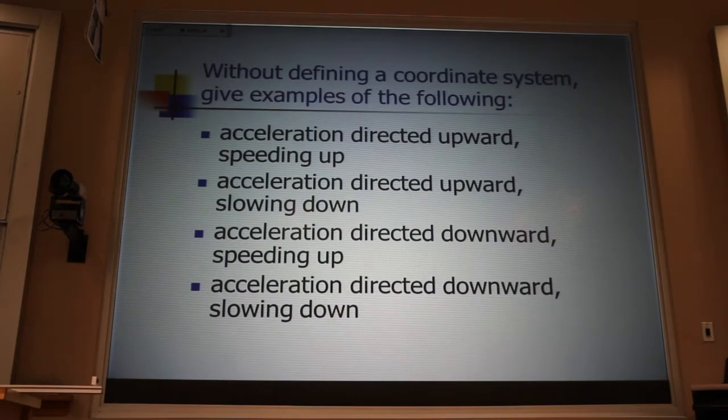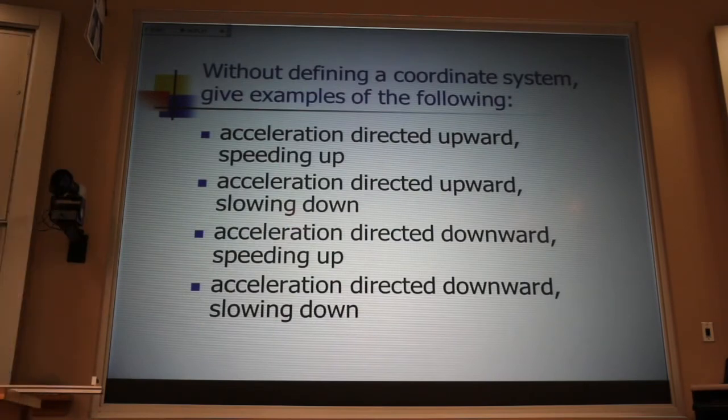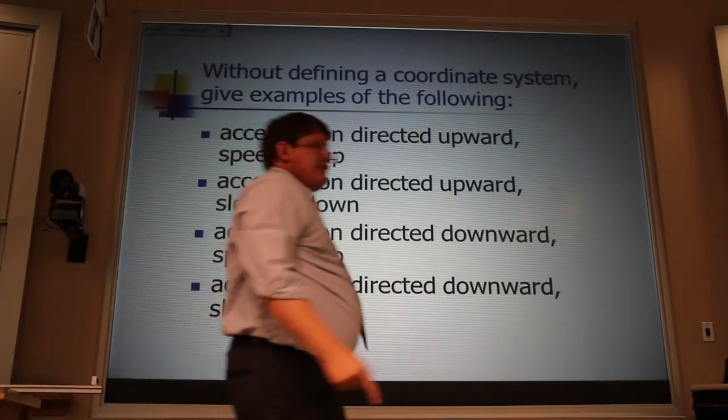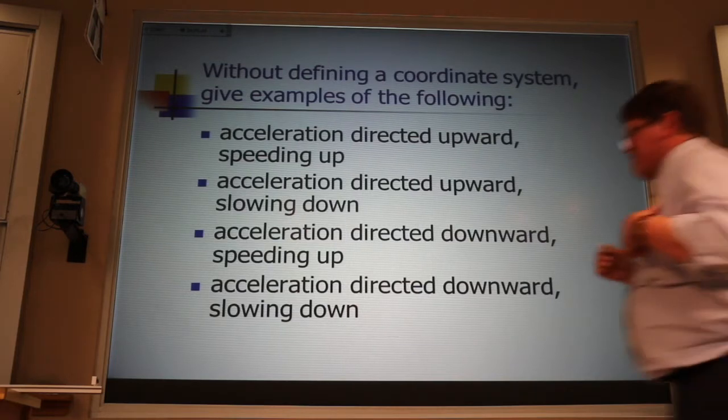Okay, we're going to play a game. With your neighbor, I want you to come up with 4 everyday examples, one for each of these categories. The first category, we're not going to define a coordinate system. The acceleration vector is pointing up, by which I mean towards the ceiling, and the object is speeding up. The second category, the acceleration is still pointing towards the ceiling, slowing down. Third category, the acceleration is pointing down towards the floor, speeding up. Last category, acceleration pointing towards the floor, slowing down. With your neighbor, 4 examples, go.